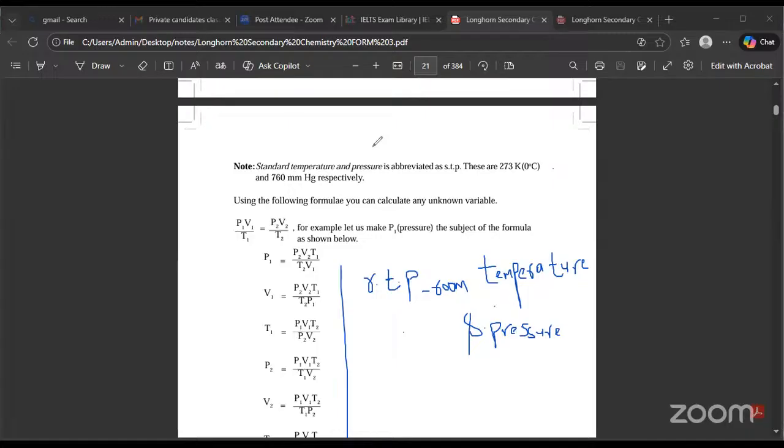So the room temperature in almost 70% of the world, keeping everything constant, is normally given as 25 degrees. So we'll have 25 degrees.